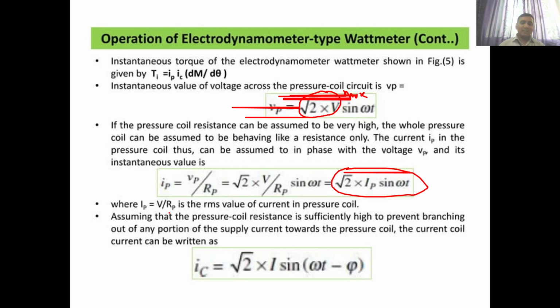Phi is the phase angle, which we assume is between the current flowing through the load and the voltage. Then the current coil current Ic can be root 2 I sin omega t minus phi. Phi is a lag angle. We assume that V is on the zero axis, and current I lags some phi angle behind it in this particular field.